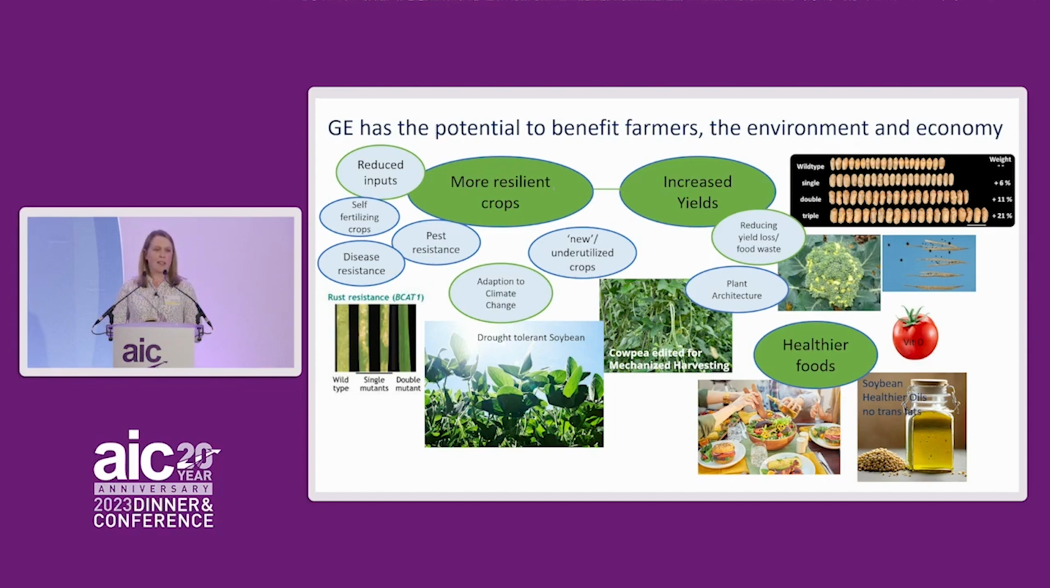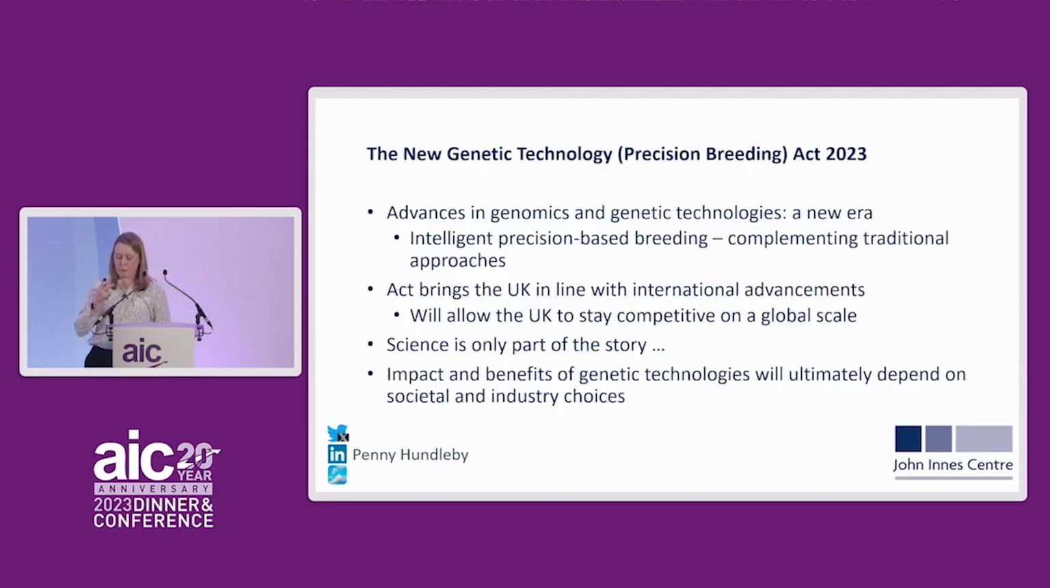And the other things we're seeing is editing to make healthier crops. In the US, we've already got these salad greens, which are being edited to have higher nutrient levels. And at the John Innes Centre, we've got these vitamin D enhanced tomatoes. So that's a very quick flash talk through, but I hope I've managed to convince you that the new Precision Breeding Technologies Act really gives us this opportunity to take advantage of our knowledge of genomics.